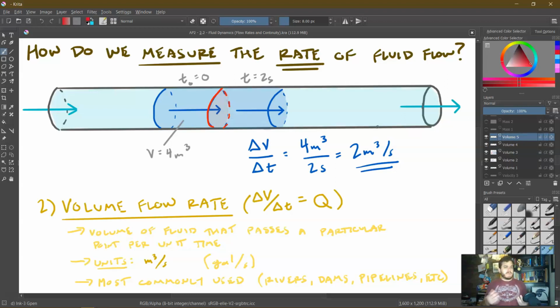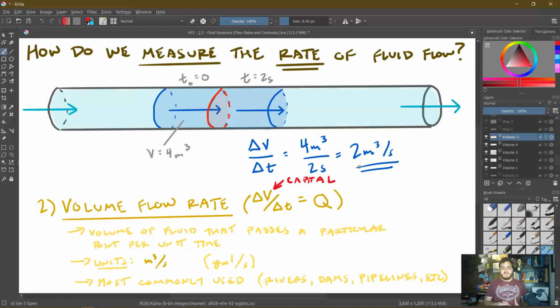This is actually probably the most common way we measure fluid flow more often than not. You see it a lot with rivers, dams, pipelines, anything that's moving a lot of fluid, probably going to use a volume flow rate. Now, a couple things here. We abbreviate delta V over delta t. Now, we need to be careful. This is a capital V. You have to be real careful that it's not a lowercase v so we don't get confused with velocity.